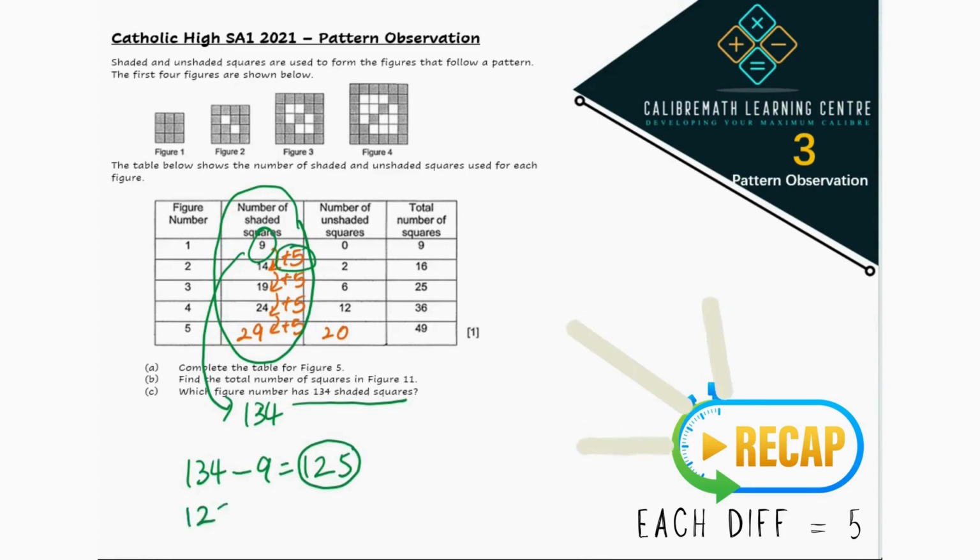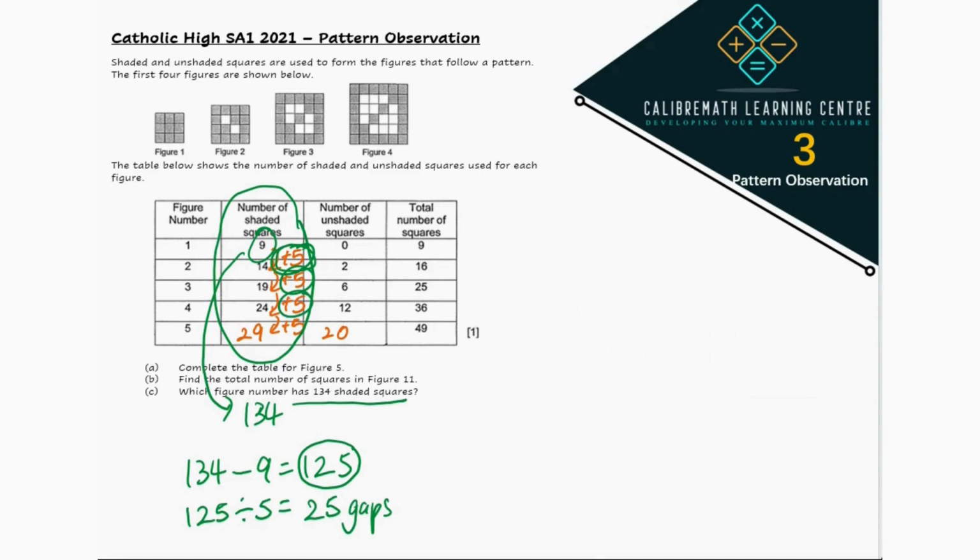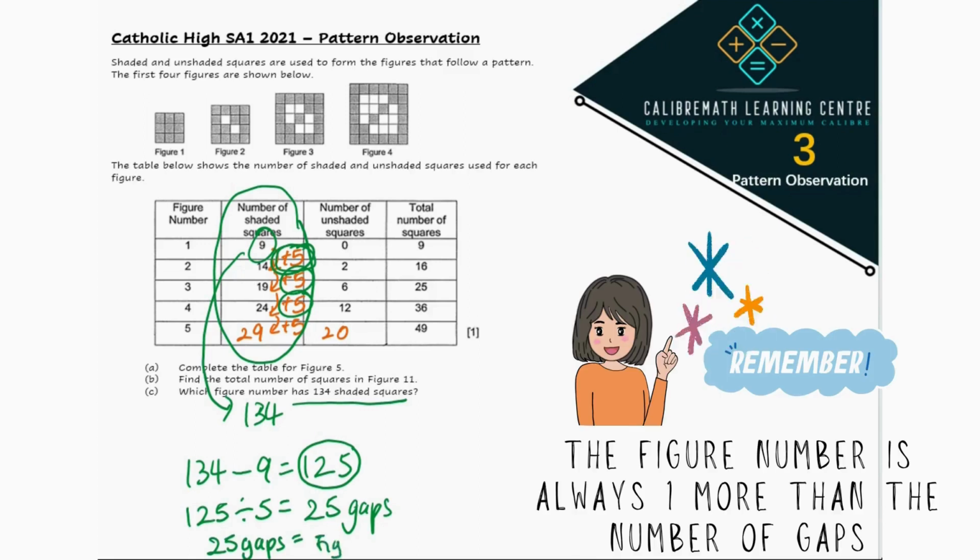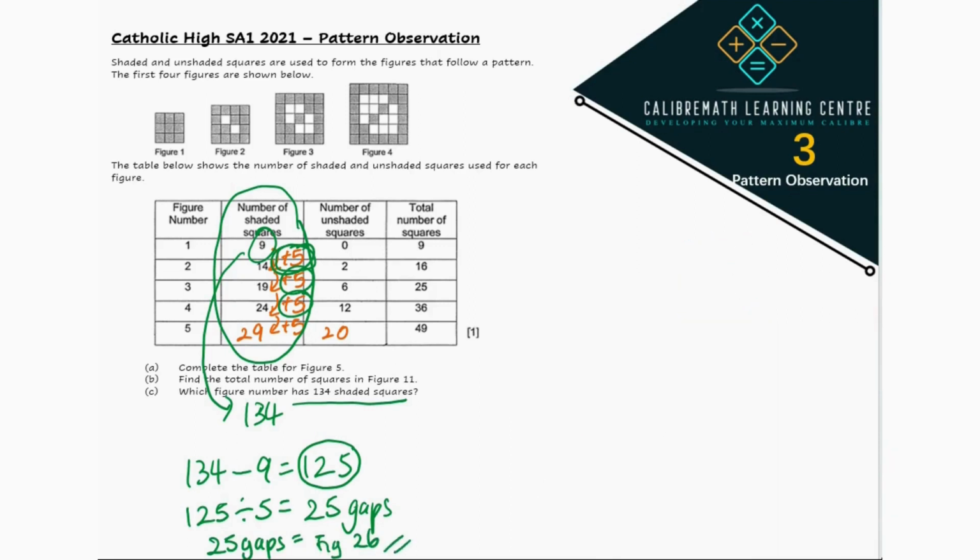By using 125 to divide by 5, we will get 25 groups of 5. And this 25 groups of 5 actually represents the 25 gaps. So as what I've mentioned in class, 25 gaps represent figure number 26. So figure number 26 is the one that has 134 squares. So the answer for part C is figure number 26.